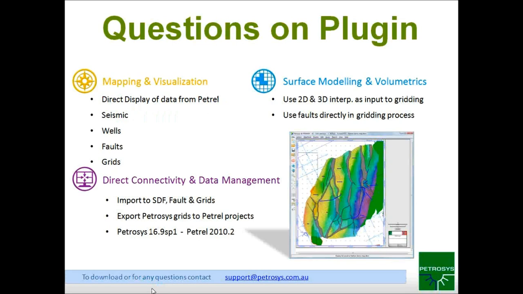Okay, so that really, in a nutshell, I've been speaking for about 30 minutes. That shows you the things that the Petrel plugin will give you. So to summarize, it gives you the ability to map, so directly display data from Petrel, the seismic data, the well data, the faults and grids directly from Petrel, and the surface modeling to use the interpretation as an input to gridding, and also the faults directly in the input to gridding, and also the ability to use point data from inside of Petrel to tie that data back in the well tie process, which I've shown you.